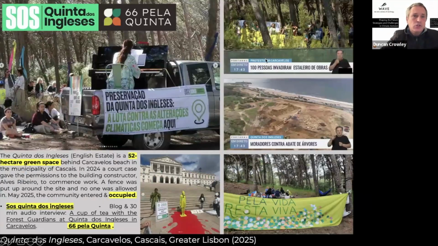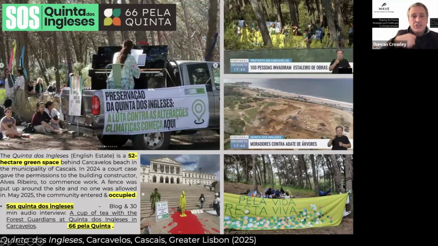So this group, SOS Quinta Ingleses, have done wonderful work to use culture as a tool to try to bring about change. So one example of that, bringing in a woman playing her classical piano tied onto the back of a pickup truck, driven into the middle of the 50-acre space. About 200 people are listening. Beautiful.